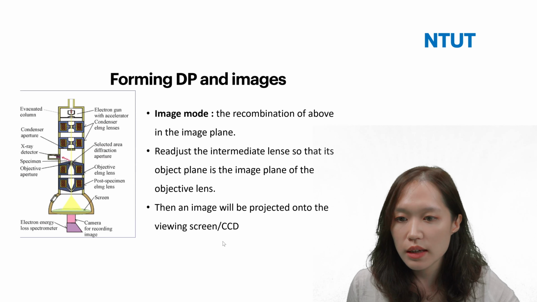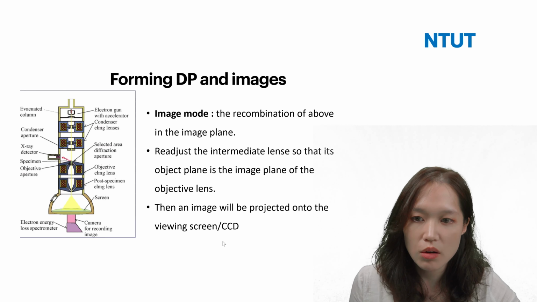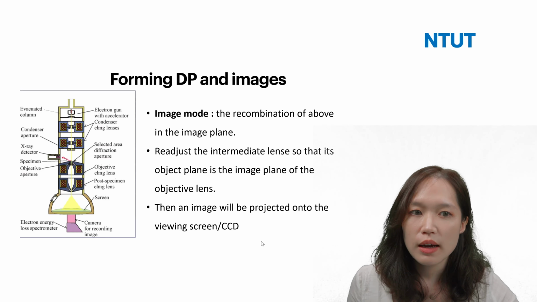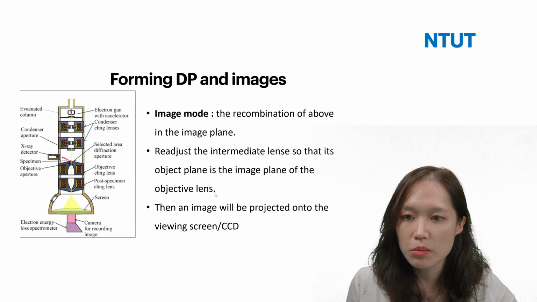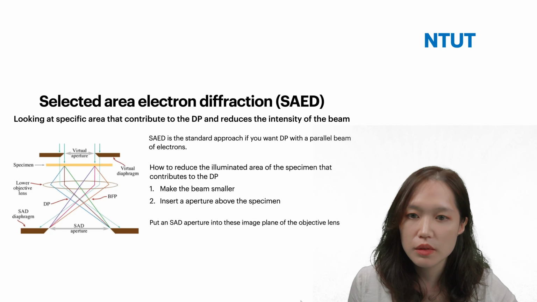And we can see that at the bottom there is the electron energy loss spectrometer attached at the end as well, which is something that we will be discussing. And then in the middle there is also the SAD aperture, the selected area diffraction aperture, and the X-ray detector, which is situated in the middle, which we will talk about next.